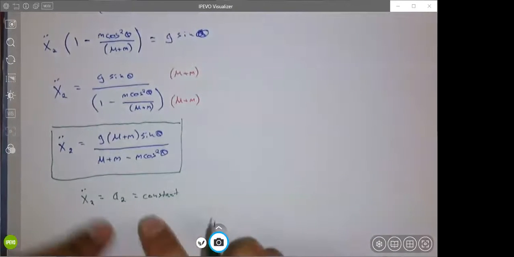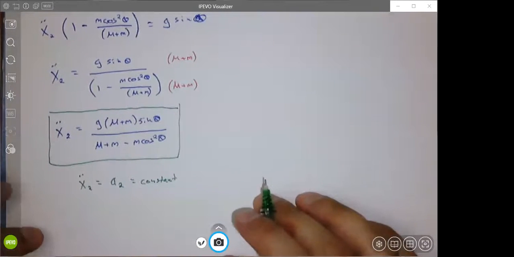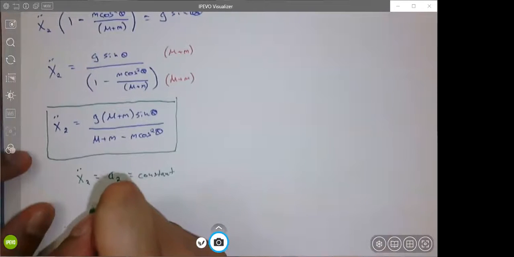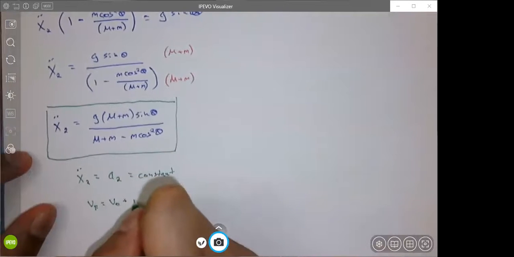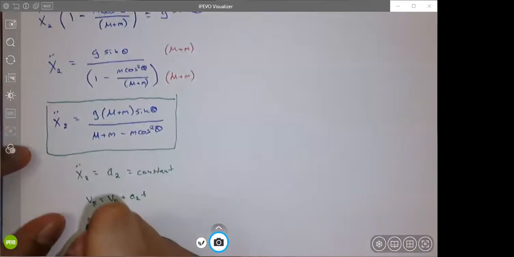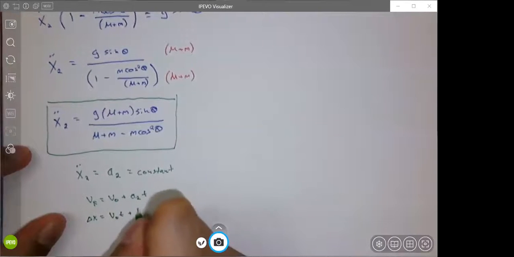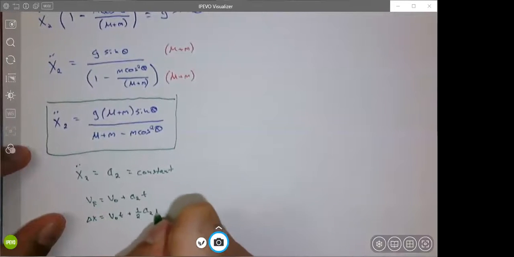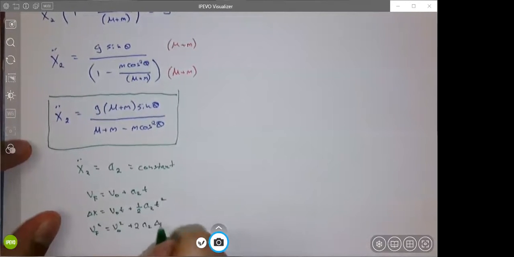And so if you take the integral of these with respect to time, you will get the basic kinematic equations that you learn in regular physics. So we could use the equation Vf equals V naught plus, in this case, A2 times T. We could use the equation delta X is equal to V naught T plus 1/2 A2 T squared, and we could use the equation Vf squared equals V naught squared plus 2 A2 delta X.